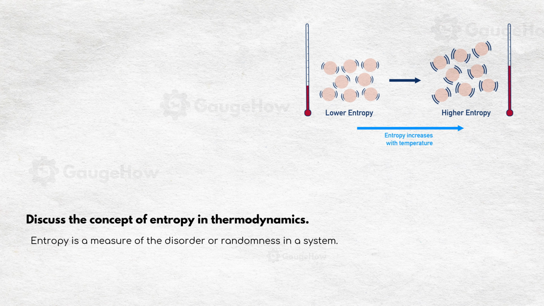Now our last question, discuss the concept of entropy in thermodynamics. Entropy is a measure of the disorder or randomness in a system. In thermodynamics, it is associated with the amount of energy in a system that is no longer available to do work. Systems tend to evolve towards higher entropy states.